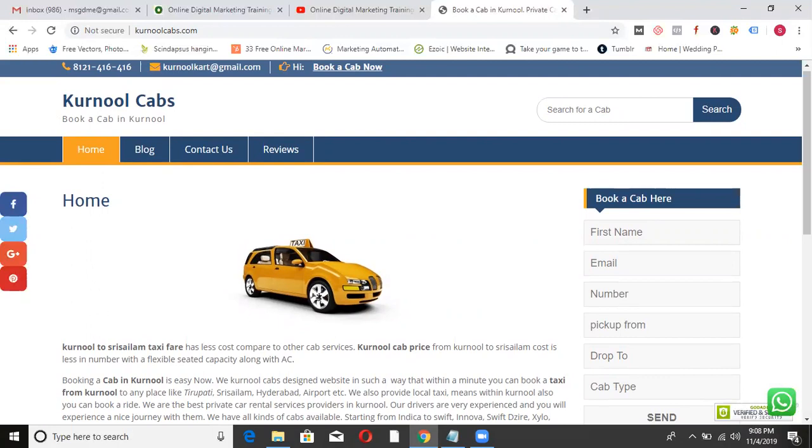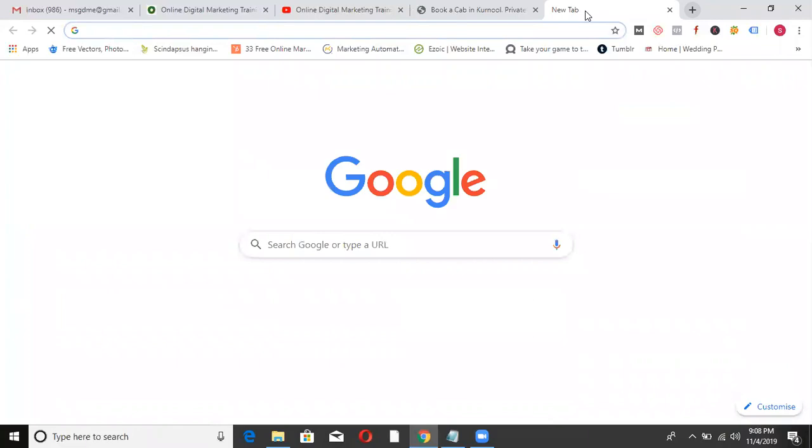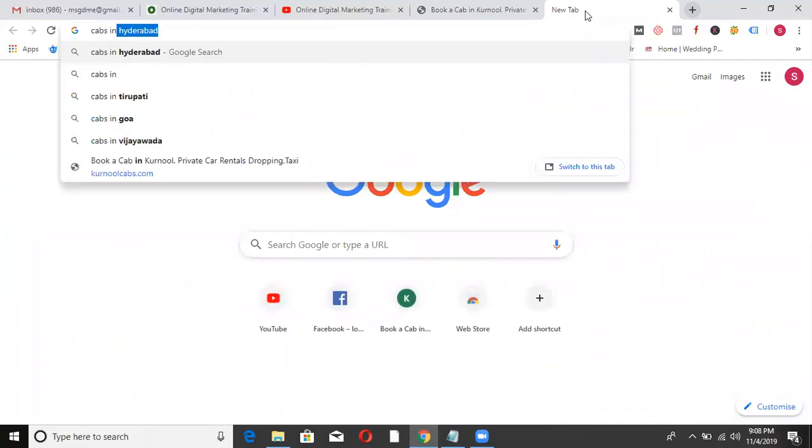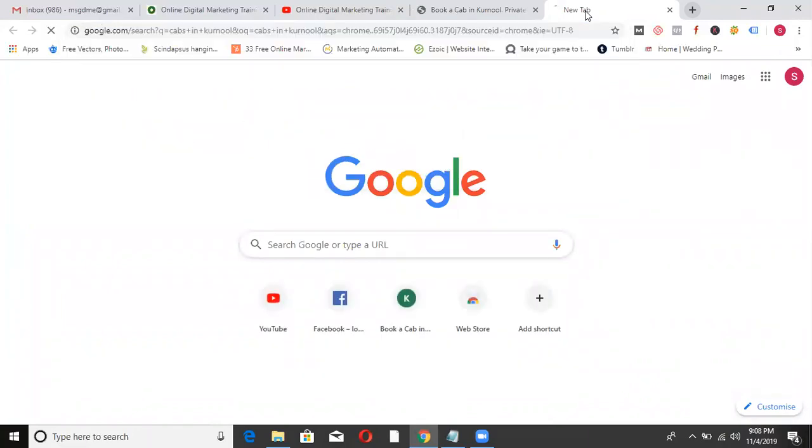Actually, this city is a second-tier city. They don't have Ola, Uber. That's why they still book cabs this way. So how do they land on my website? They search on Google like cabs in Kurnool.